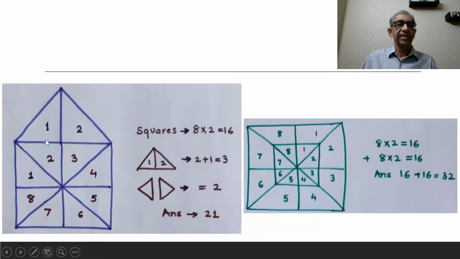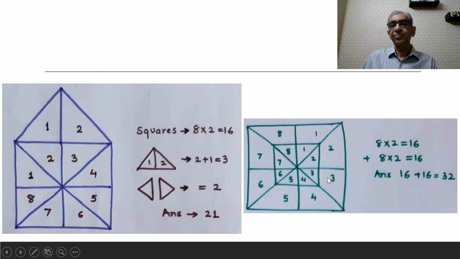Now see a figure like this. There is a square, so there are 8 partitions. So in this square, 8 into 2, 16 triangles. Now I have added one more triangle here, which has 1, 2 and 3 more. That is 1, 3. 3 more. And because of this triangle, these 2 bigger triangles are also formed. So those are 2. So total triangles are 21.